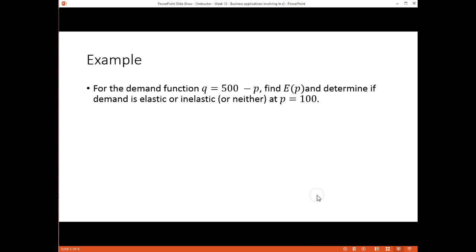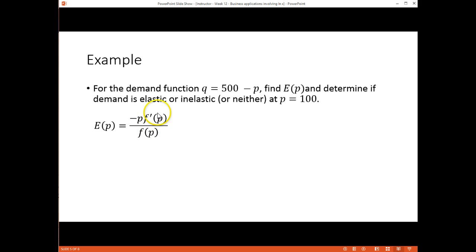So let's see how this is going to work. For the demand function, Q equals 500 minus P. Find E of P and determine if demand is elastic or inelastic, or possibly neither, at P equals 100. Well, if you remember, E of P is this formula. This is the formula I said we're going to use: negative P times F prime of P over F of P.